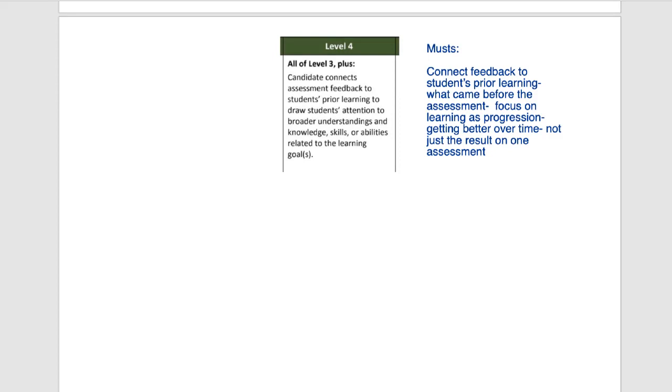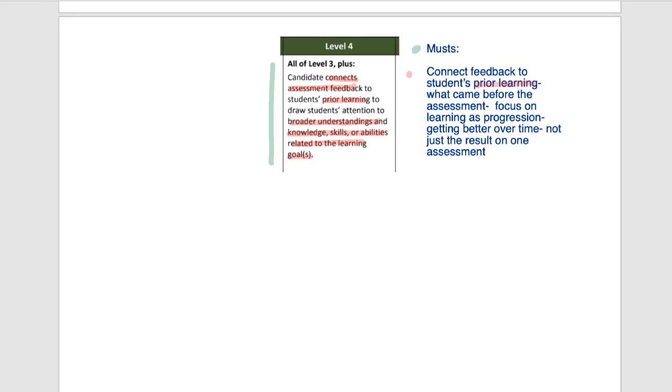So level 4 says all of level 3 plus, candidate connects assessment feedback to students' prior learning to draw students' attention to broader understandings of knowledge, skills, and abilities related to the learning goal. So the most essential thing in the musts on this one is clearly students' prior learning. All right?